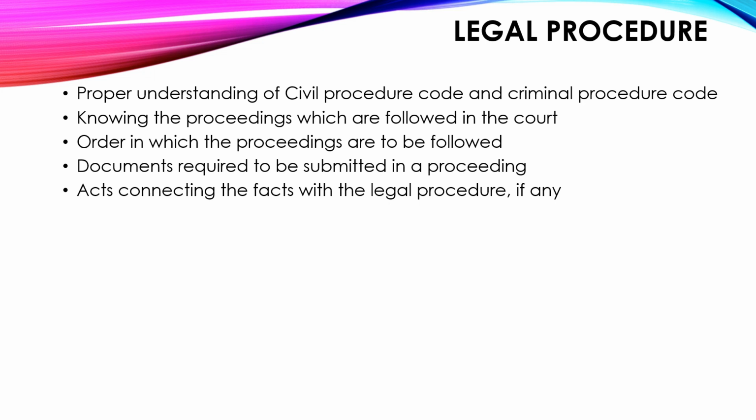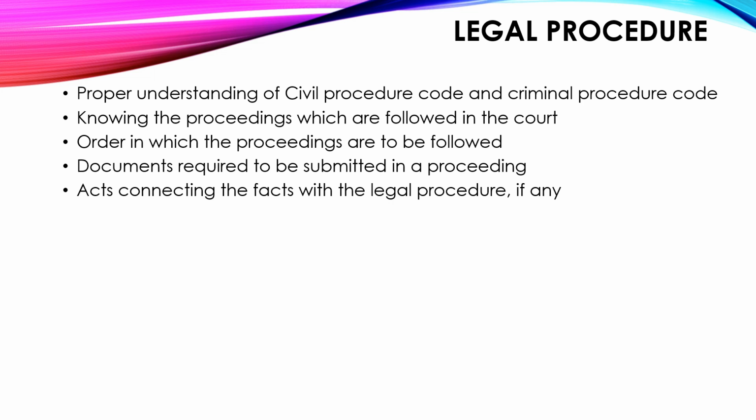So it goes in a procedural way, in a particular format. If that format is wrong, there is a possibility that the order given by the magistrate could be struck down by a higher judge. So it is very essential that a civil judge needs to know the order in which a proceeding is to be done.